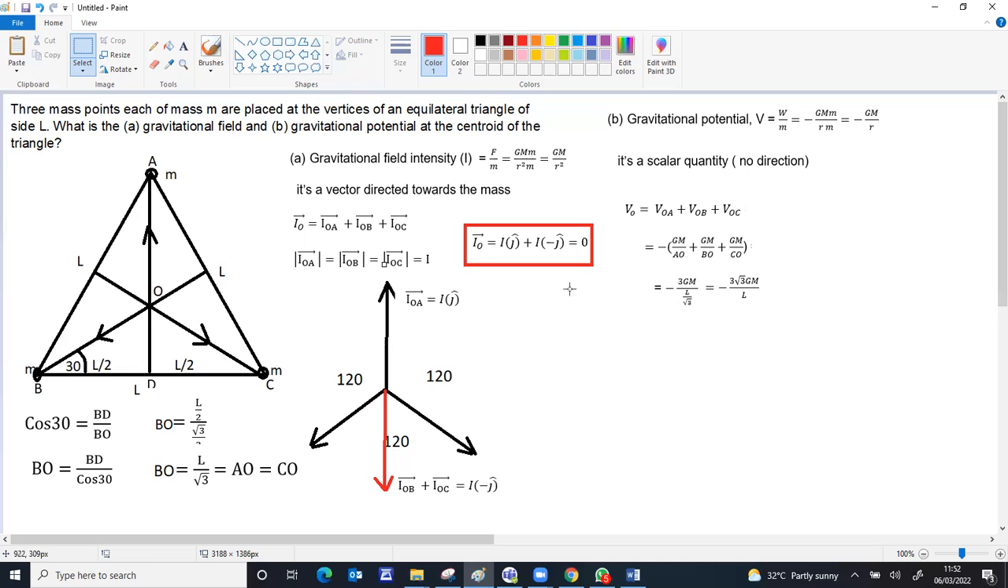L. It's an important point to take care of the difference between the vector, gravitational field intensity, which is force per unit mass, where force is a vector, and work done per unit mass, where work done is a scalar. Gravitational potential is also a scalar quantity.